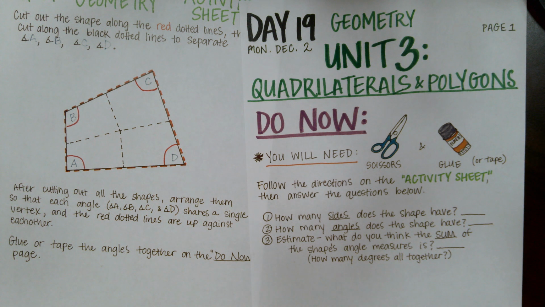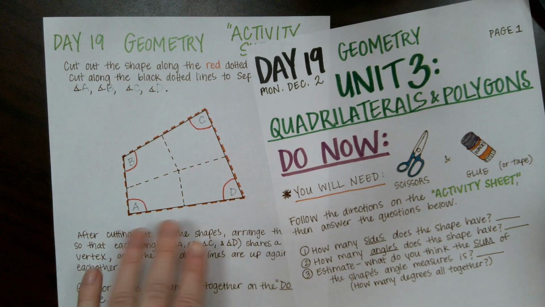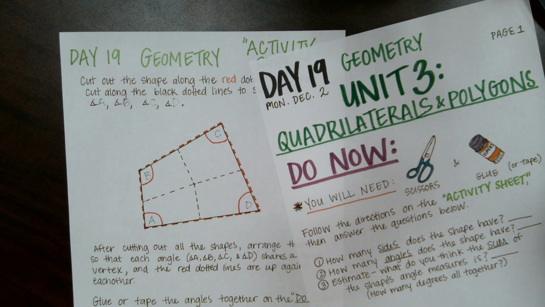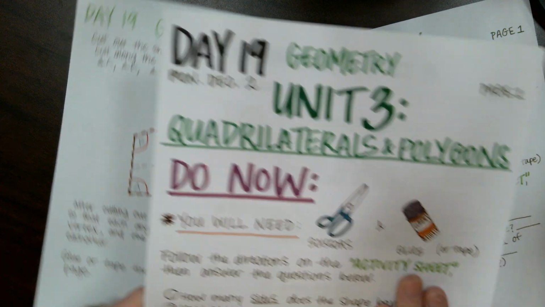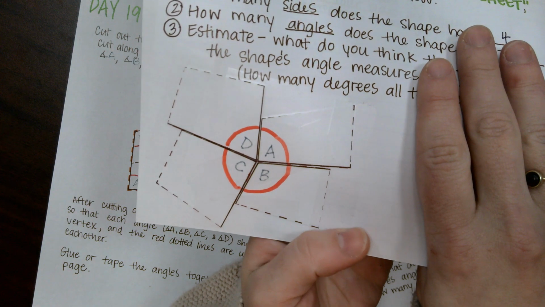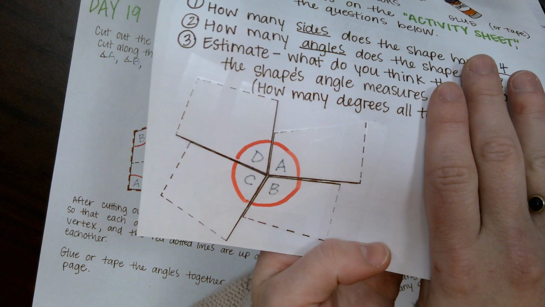Starting a new unit today. Unit 3. We're going to be talking about quadrilaterals and polygons. And if you don't know what those are, you will find out in just a minute. So for your do now, you guys cut out this shape and we wanted to line up all the angles together. And this is what my shape looks like once I put them all together, which is pretty similar to what yours looks like.